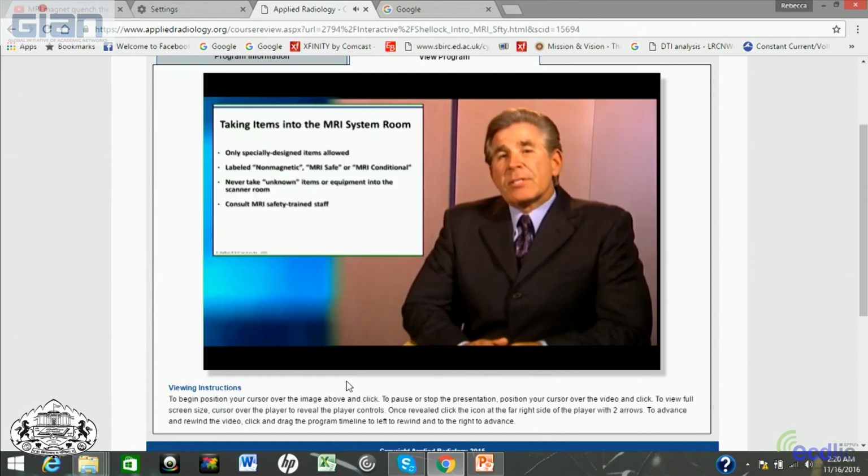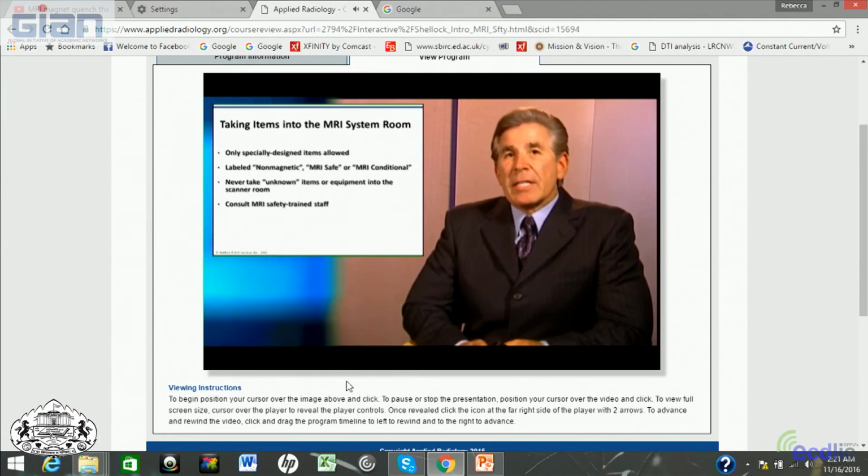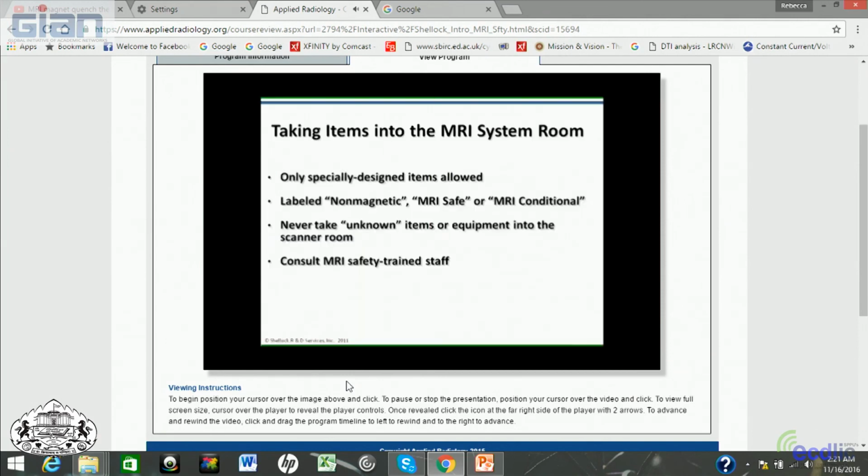When bringing devices and equipment into the MRI system room, especially in response to an emergency, make sure ahead of time that they are not attracted to the magnet and that they were specially designed to be used in the MRI environment. Obviously, this should be done well in advance of the time in which they may be used, and they should be clearly labeled to indicate that they are non-magnetic, MRI safe, or MRI conditional, which indicates that they are appropriate for use in the MRI area.